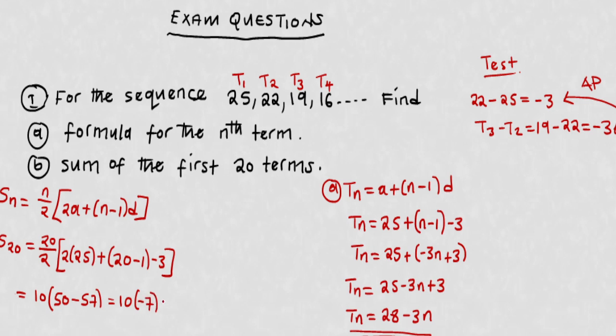So we are simply saying if you get the first 20 terms and you add them up, we are going to get negative 70. So negative 70 is the final answer we are getting for this. Hope you are able to follow. So we proceed, we look at a different question.